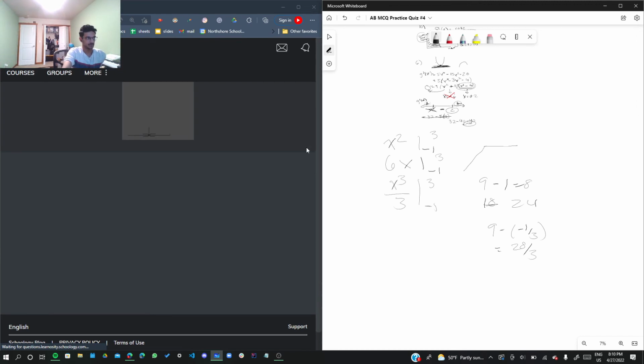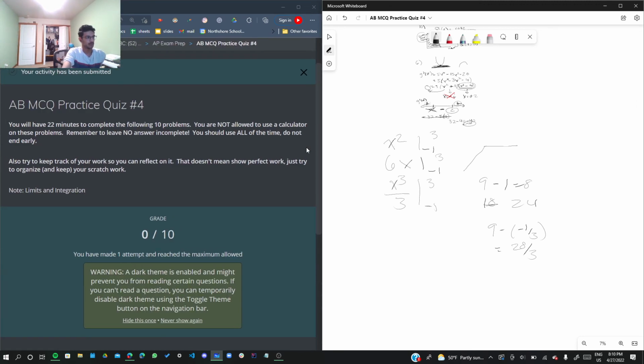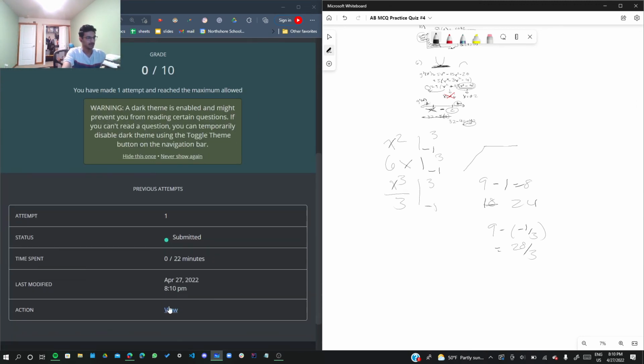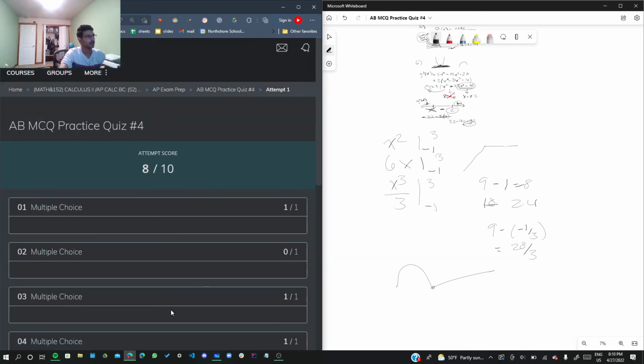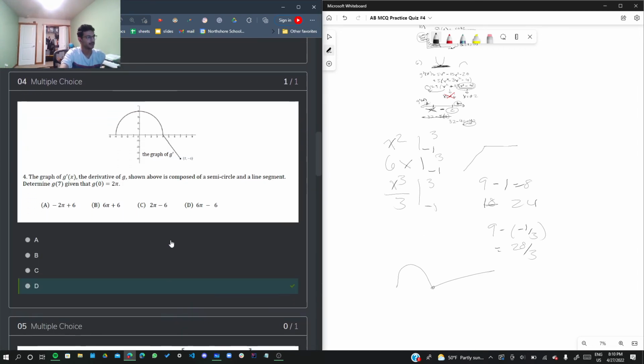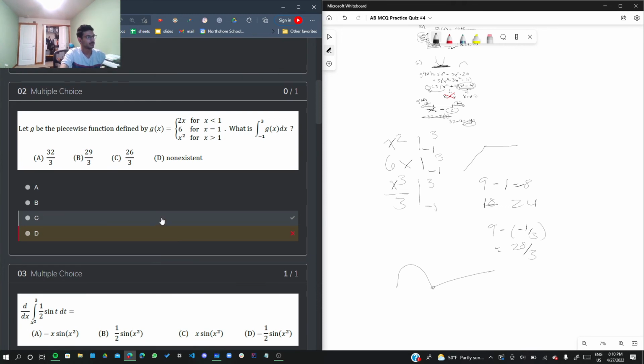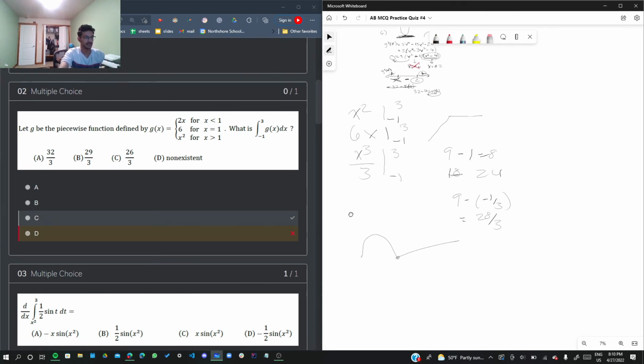Okay, I think I might be wrong actually because I remember you can take areas under that. So, oh, 8 out of 10. Okay, so here apparently you could take the area under that.